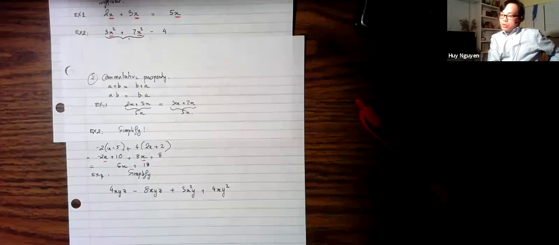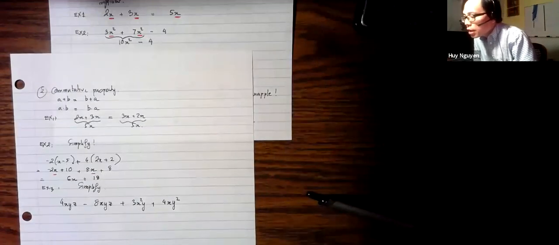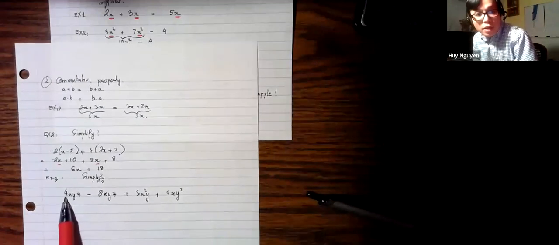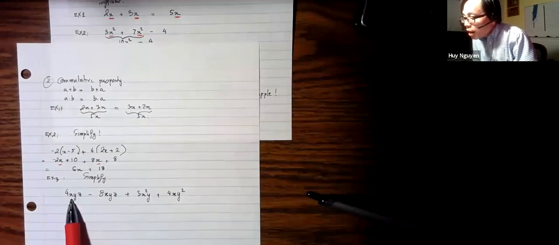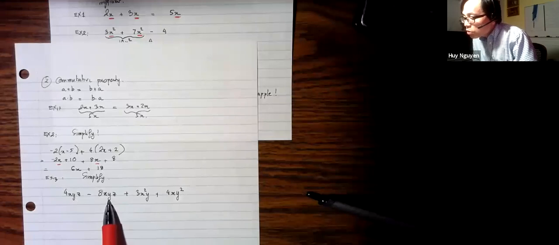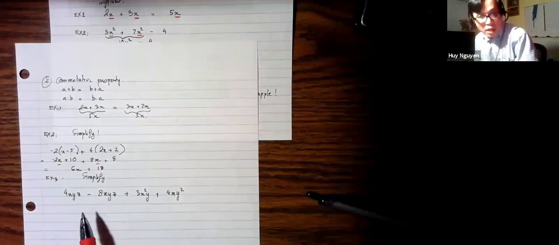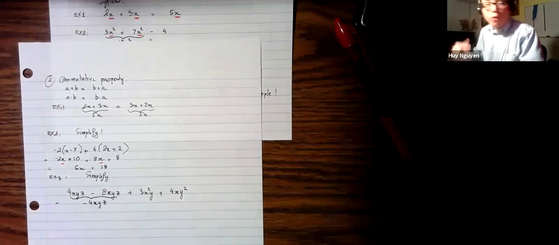So let's see, do we have any terms similar to each other, any terms that contain the same denomination? This is a coefficient, and this is another coefficient. After the coefficient, we have the denomination x, y, z. Over here, we also have x, y, z. So it is the same denomination, which means I can combine these two, which gives you negative 4xyz, because 4 minus 8 is negative 4.